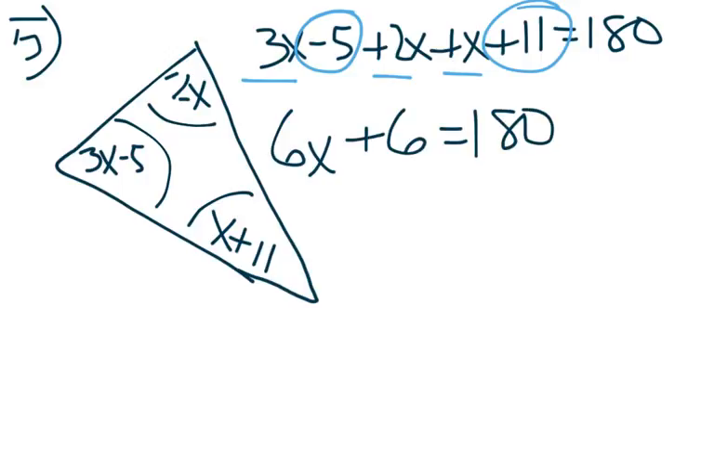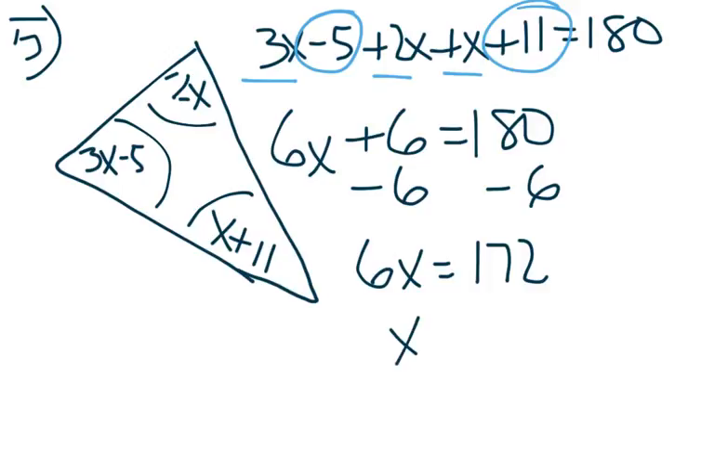And this seems very similar to a problem we did in the last section, but that's okay. So minus 6, 6x equals 174, and we want to divide by 6. So x equals 29.